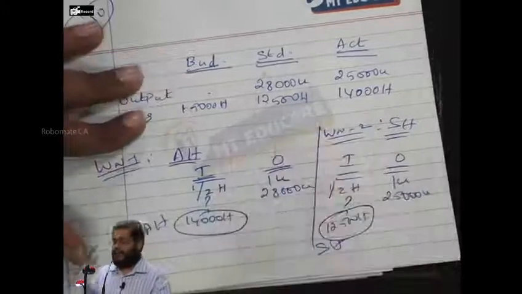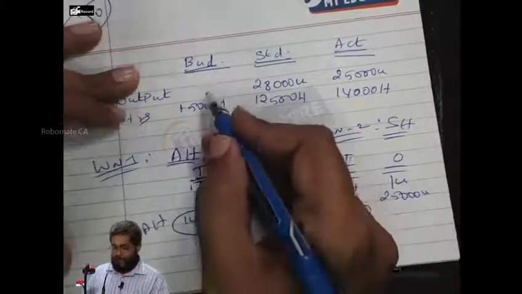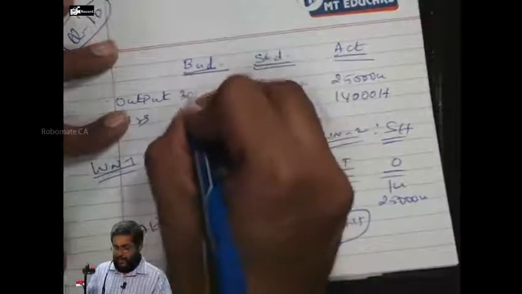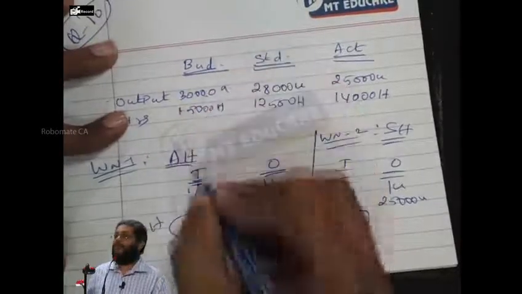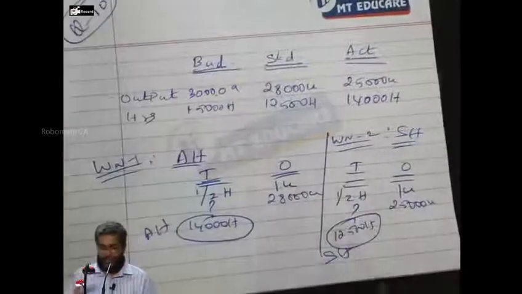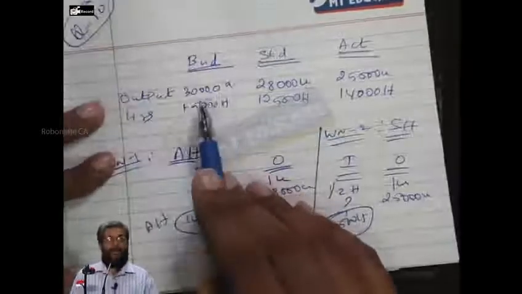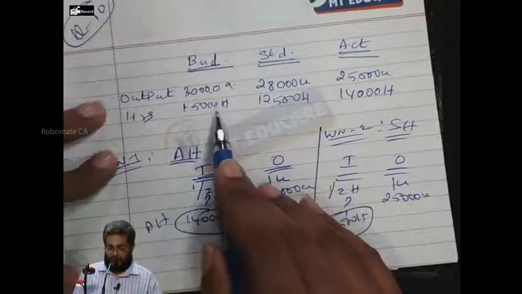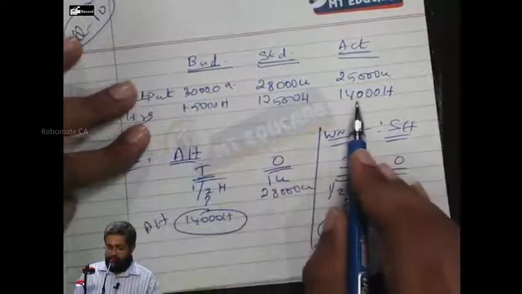Units, standard and actual. That part, are you following or not? Budget is very simple here. In 15,000 hours, how many units? 30,000 units. Very simple. Answer my question. I plan to produce how many units? 30,000. By working how many hours? 15,000. But I work only how many hours?